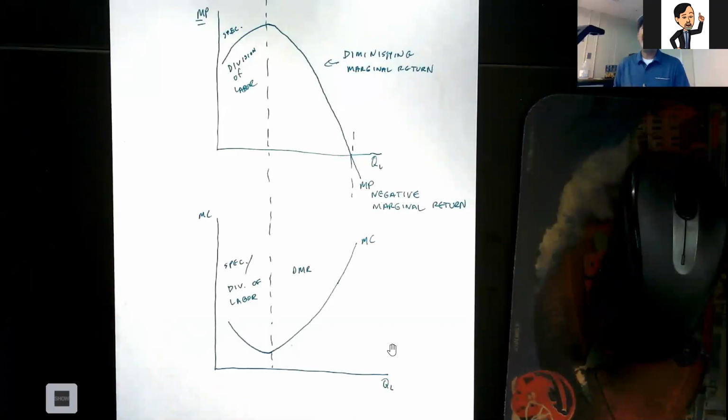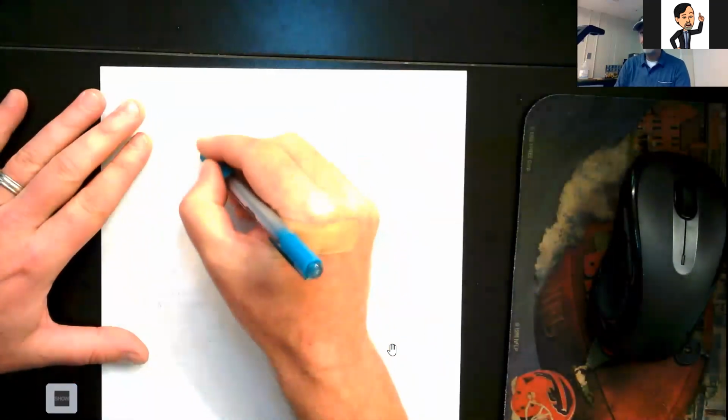If they ask you to explain it, one of two things will have happened. They will have asked you to draw a set of cost curves, or they will have given you a set of cost curves. So that might be one of the ways I've seen that question.